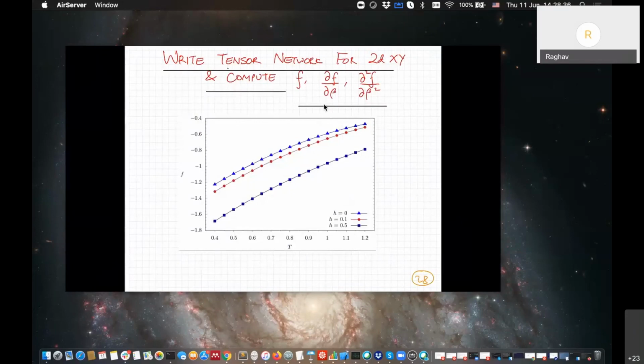The same story applies here as well. You compute the free energy, compute the first derivative of the free energy, compute the second derivative. This plot is just showing you the values of temperature and different values of magnetic field, which you can reproduce using the tensor network code, as we will see in a moment. So let's go back and see how we do the XY model using these tensor networks.